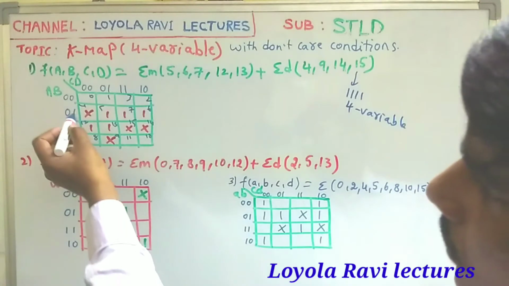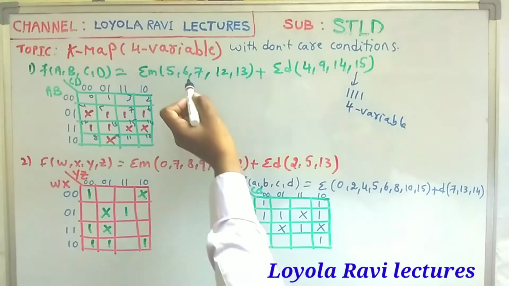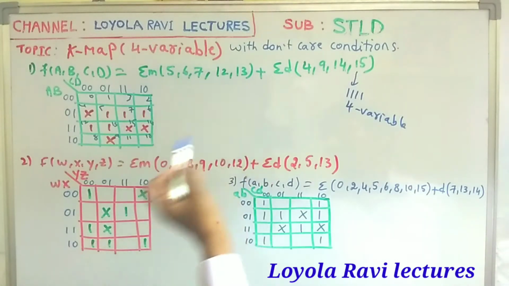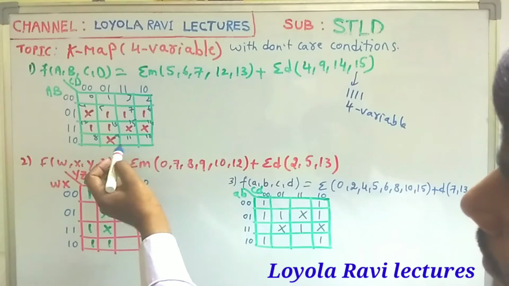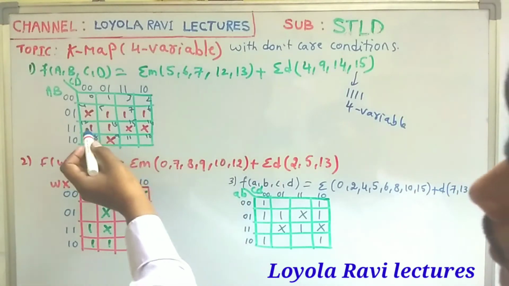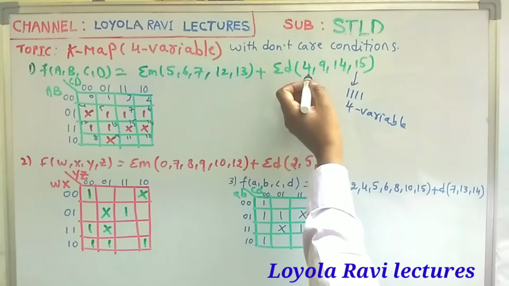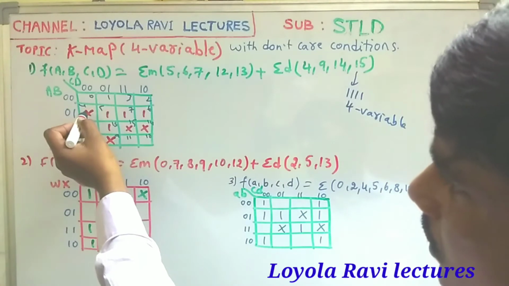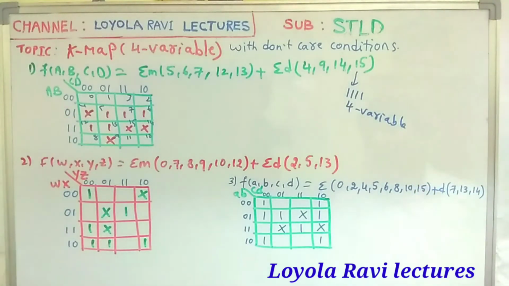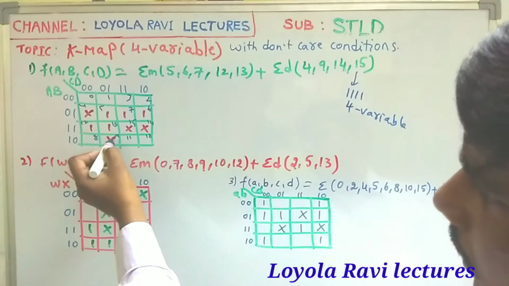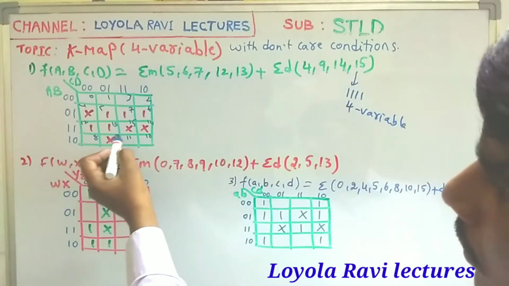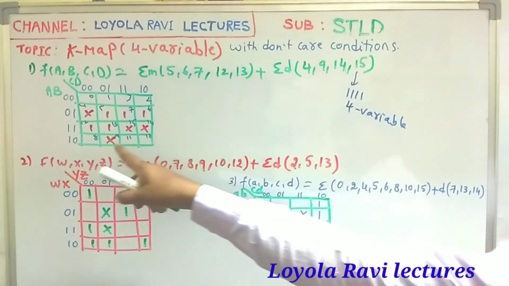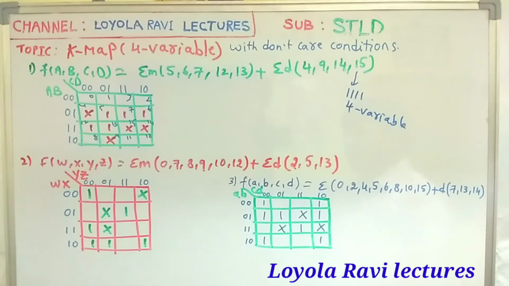So 5 is where? This is 5, it is 1. Then 6 is this one, 1. Where is 7? 7 is 1. Where is 12? 12 is 1. Next 13 is 1. And where we have don't cares, 4, 9, 14, 15. This is 4, a don't care. Like this we indicate 9, and 14, 15. First we have to place all the minterms. If you have don't cares, place them like this. Those are nothing but don't cares.